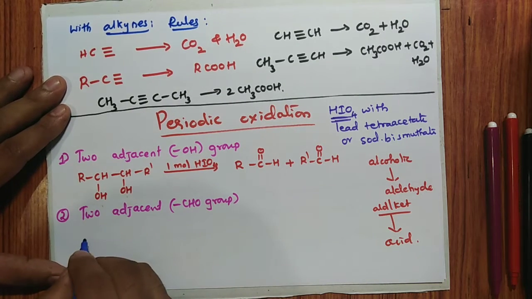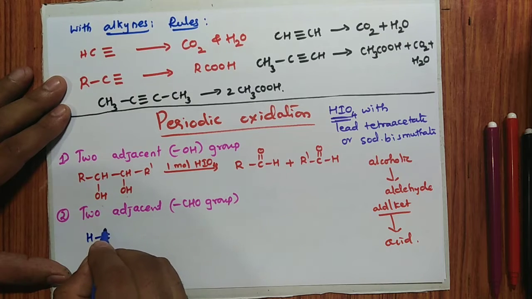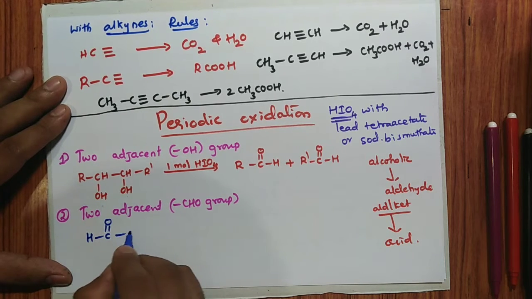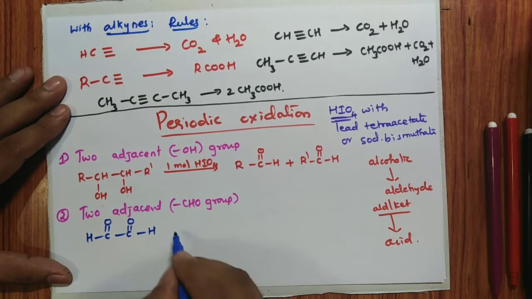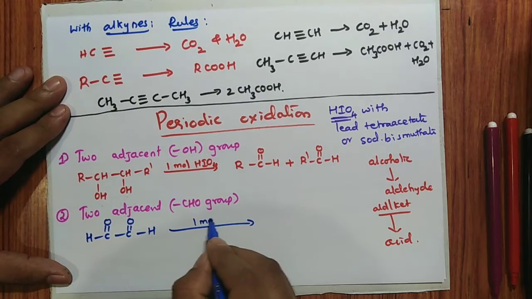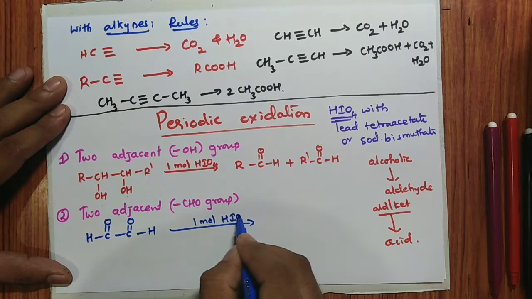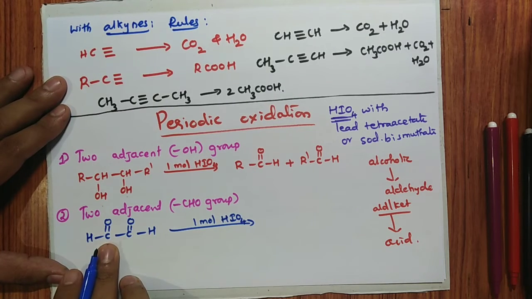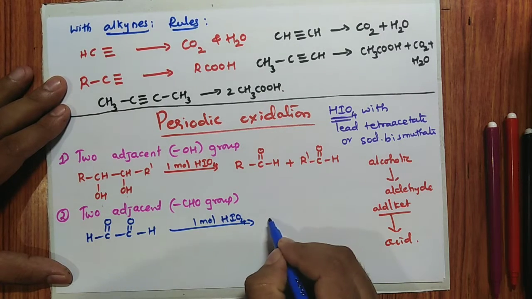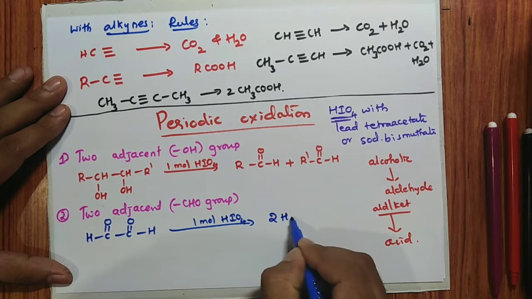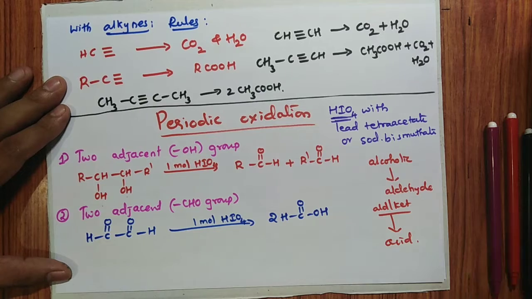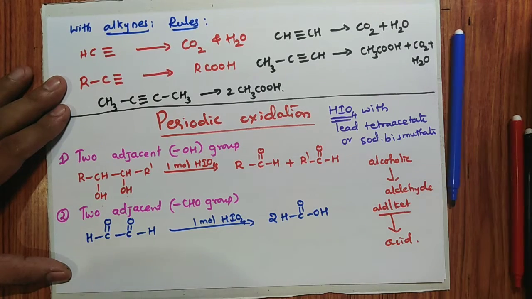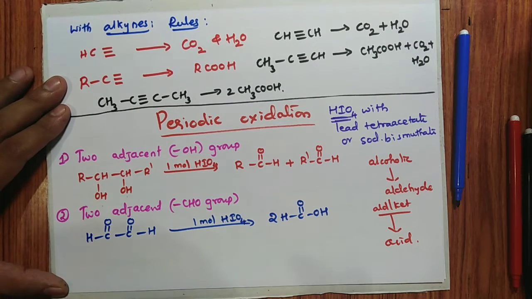So now the compound, if it is HC double bond O, C double bond O, H, will get converted into, here also required 1 mole of HIO4. So aldehyde is there, you have to get acid, correct? So you are going to get 2 moles of HC double bond O, OH. Correct, understood? So very important in this case, 2 adjacent groups are there.